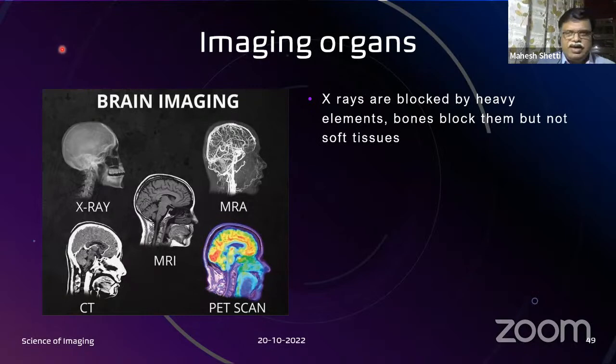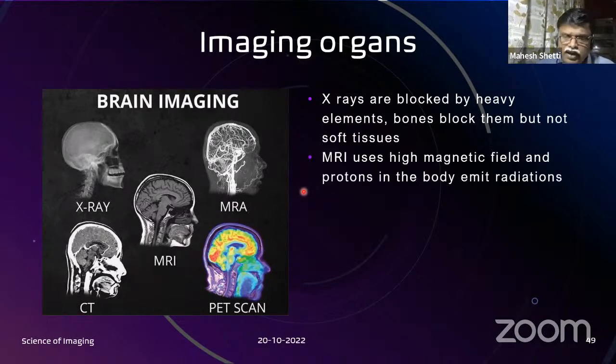And the soft tissues are mainly made of water, carbon, hydrogen, oxygen, nitrogen. These are relatively light elements as compared to calcium, which is atomic number 20. Whereas soft tissues are made up of mainly carbon, hydrogen, oxygen, nitrogen, and so on. MRI doesn't use ionizing radiation. MRI will make use of a high magnetic field, and the protons in the body will start emitting radiation. Protons are there in the body because protons are nothing but hydrogen nuclei. So hydrogen is there everywhere.